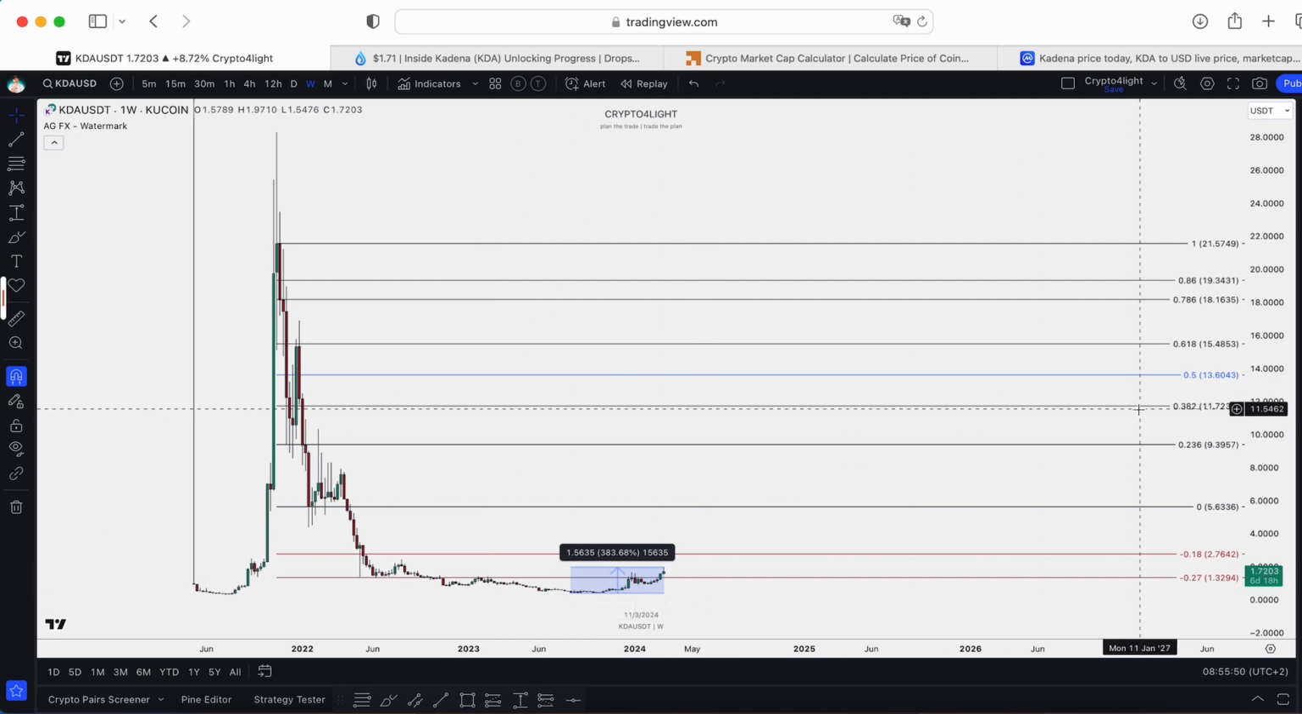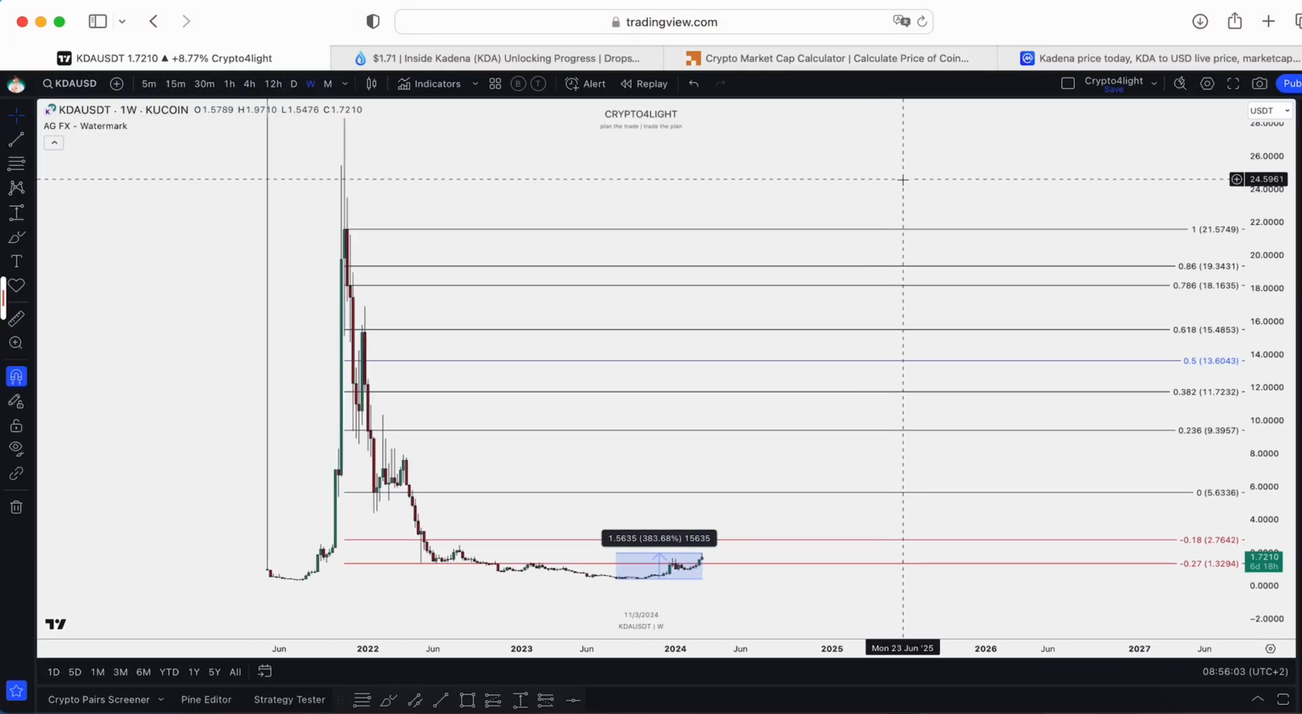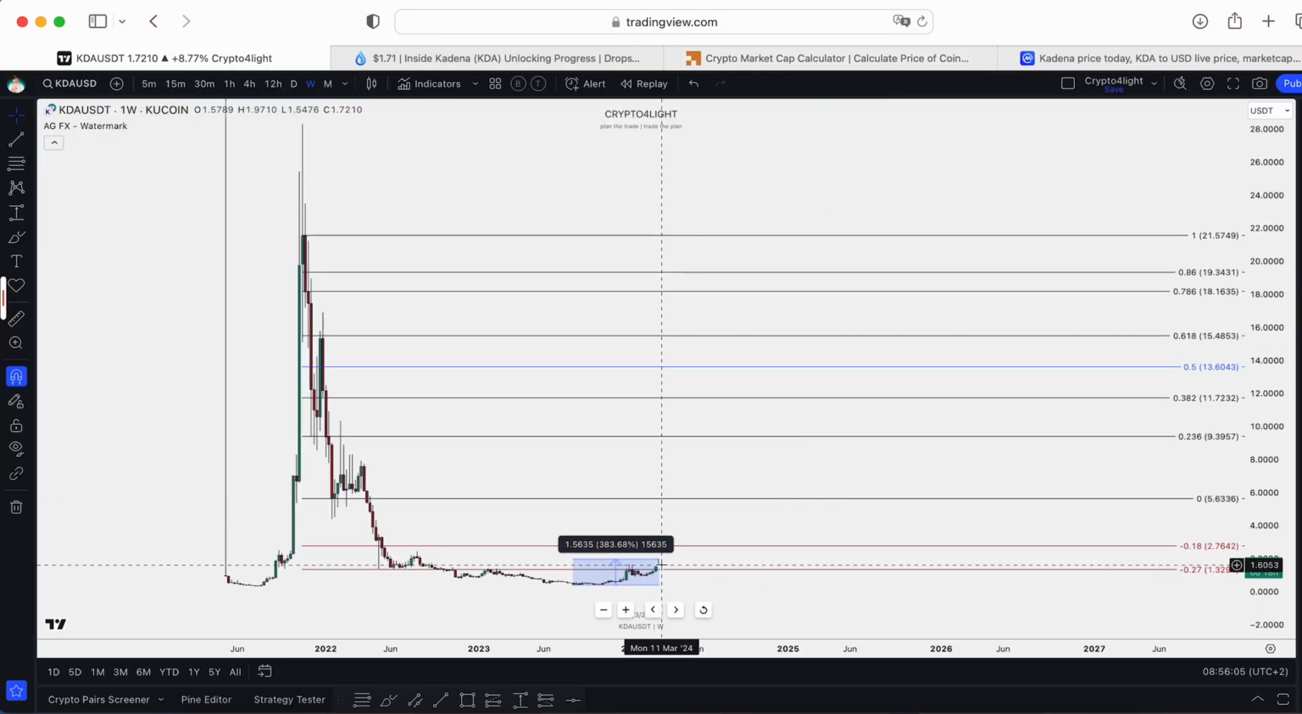Based on this FIB, the levels are $13 and $15. So it's more than real. Here, 13 and 15, this one. So a 4 billion market cap is more than real for Kadena. Absolutely, I'm more than sure. But of course, we work with possibilities.